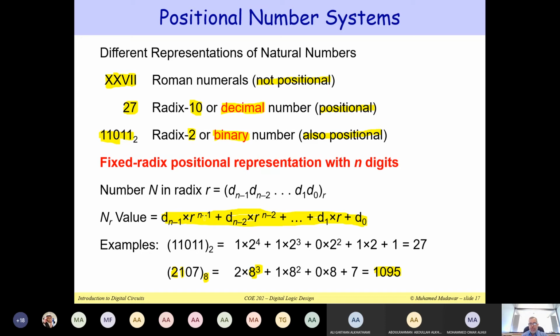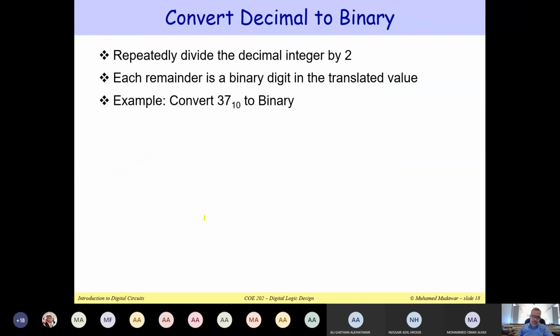How about if I would like to convert a decimal number into binary? How do I do this? If I have a number in decimal, how do I convert it to binary? Any idea? We can divide the number by 2 and take the modulus. Yes, we can look at the remainder. Exactly. This is the procedure. So let us take a look at it.